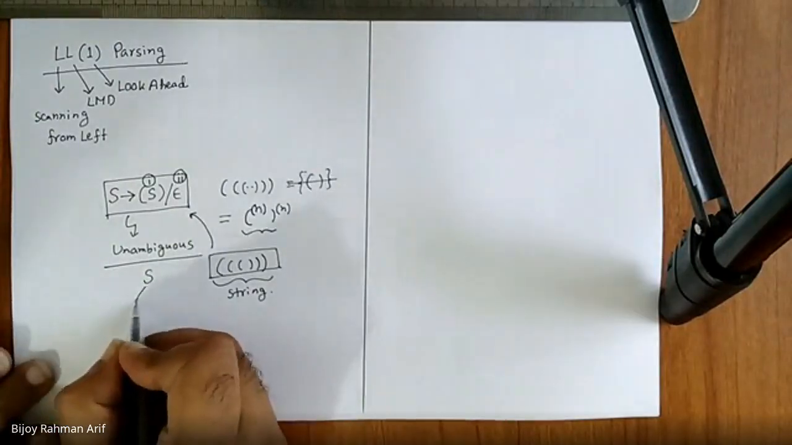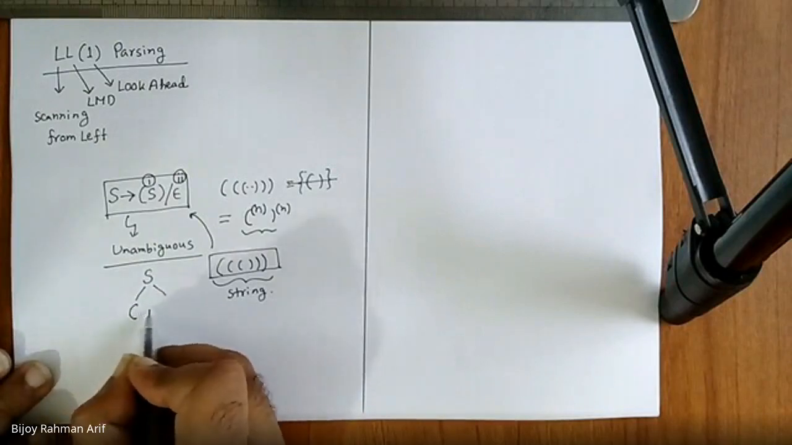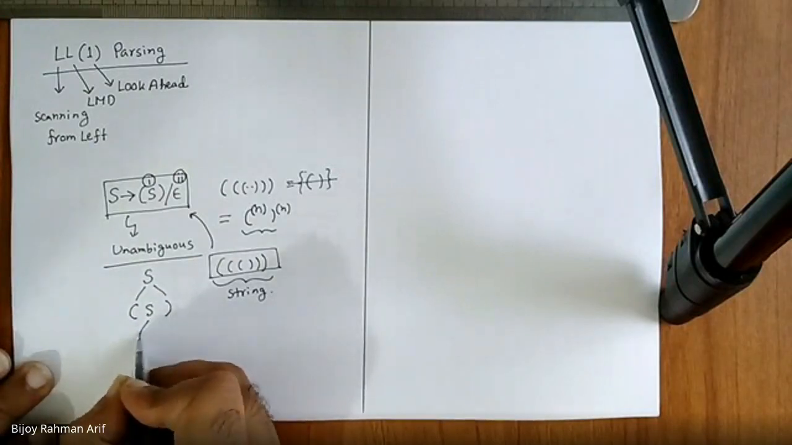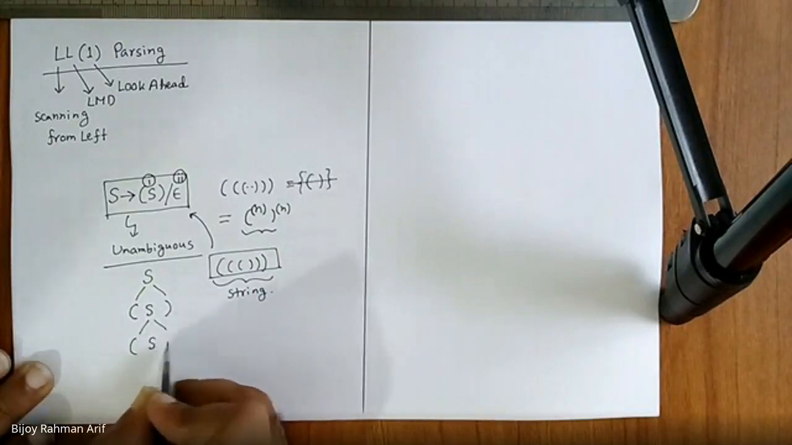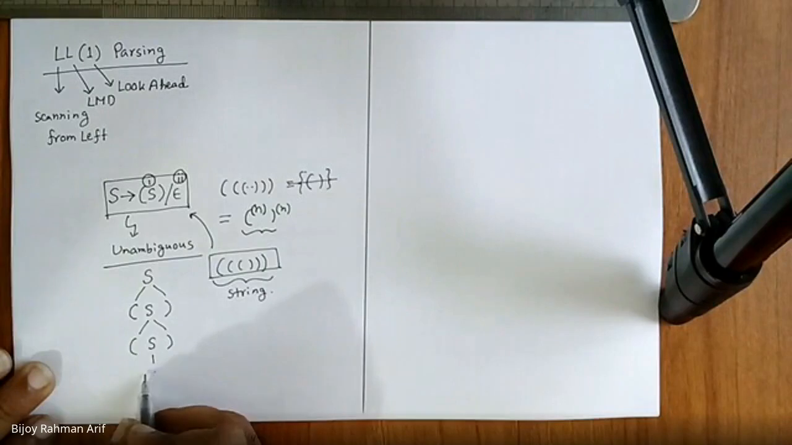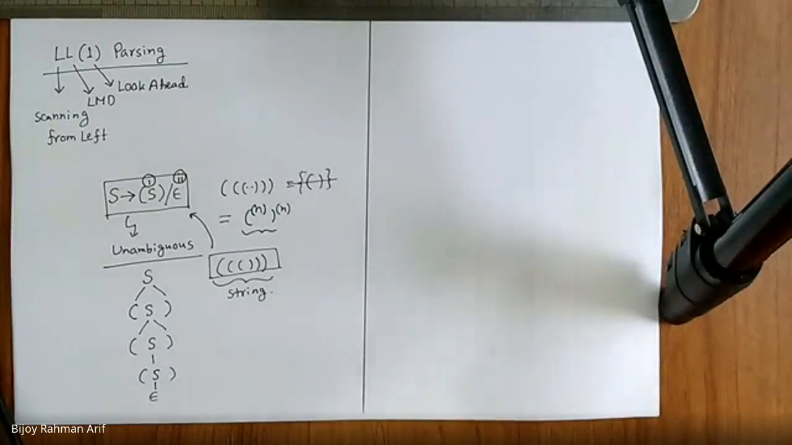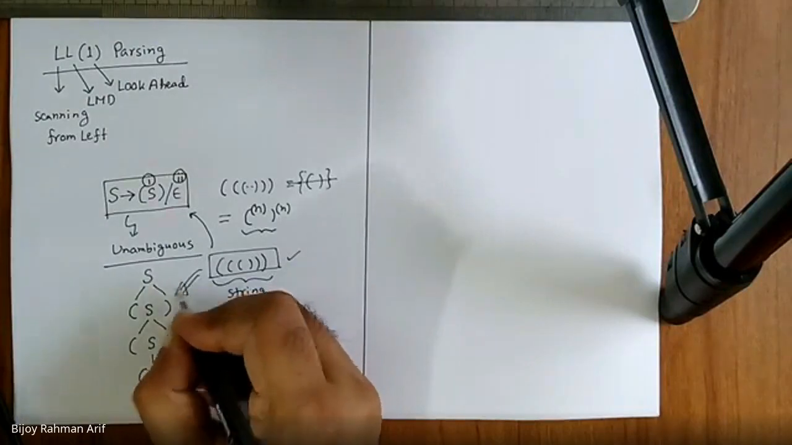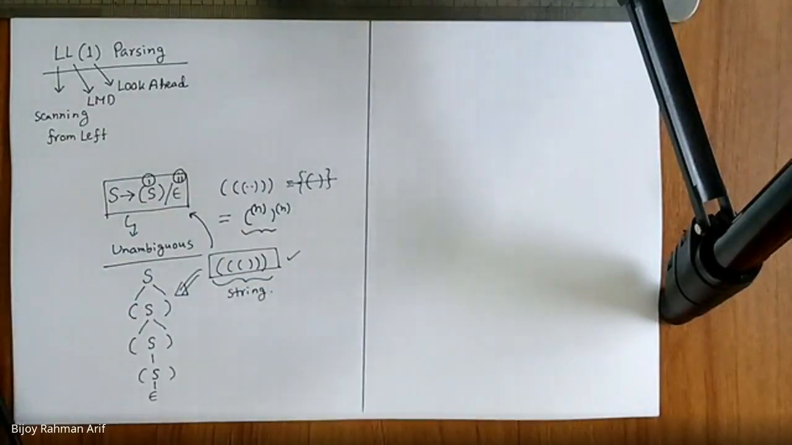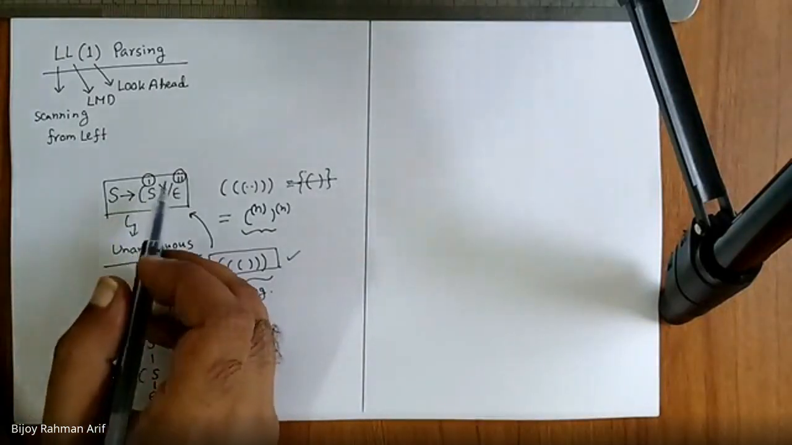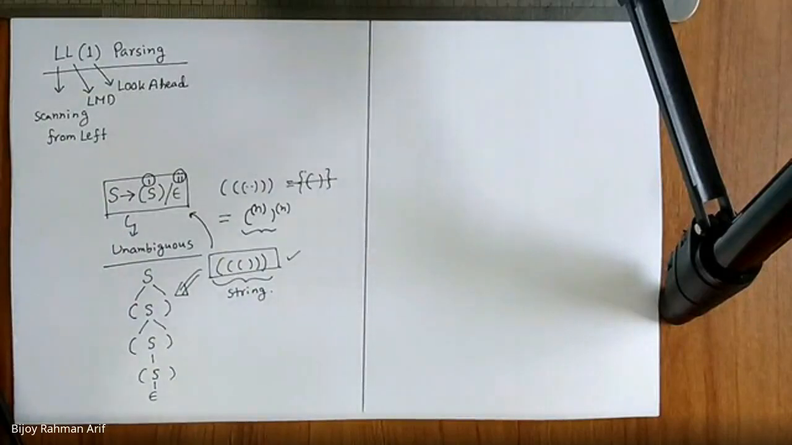So we know that S would derive open parenthesis S close parenthesis, then this S would derive again open parenthesis S close parenthesis, and finally this S is epsilon. So we are done with the parse tree, and it is the correct parse tree. Remember, in any top-down parser, whenever there are multiple choices, like in this case where we have the choice of taking 1 and 2, LL1 parsing needs to take a decision about which production to use.